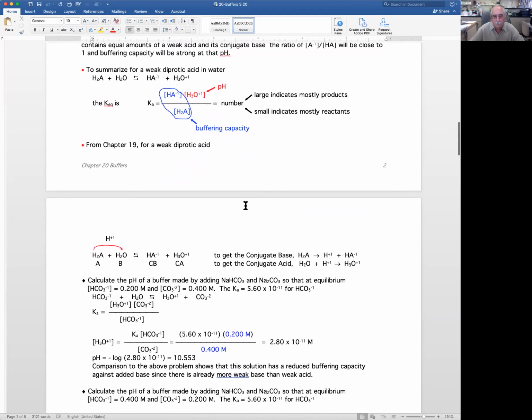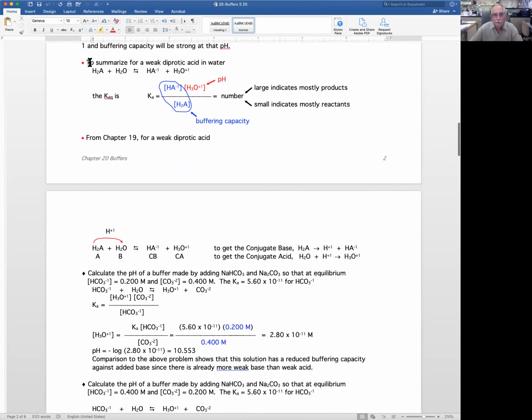So just to summarize a few things, for a weak diprotic acid in water, notice only one hydrogen comes off, okay, because that's the way it works. And then the equilibrium is simply the Ka. So here's products over reactants. And a couple things that we can get out of this. This ratio right here is the buffering capacity, and it's best when that's equal to 1. This right here gives us the pH directly.